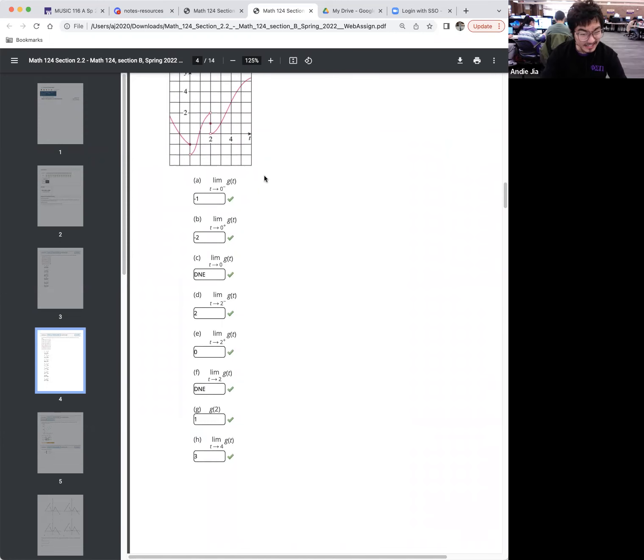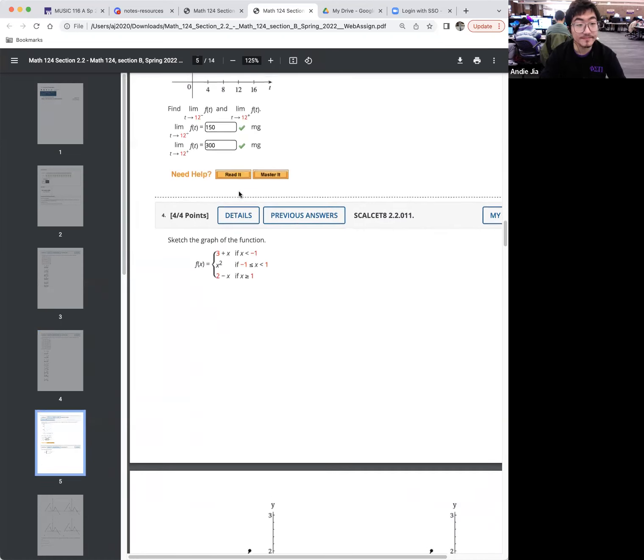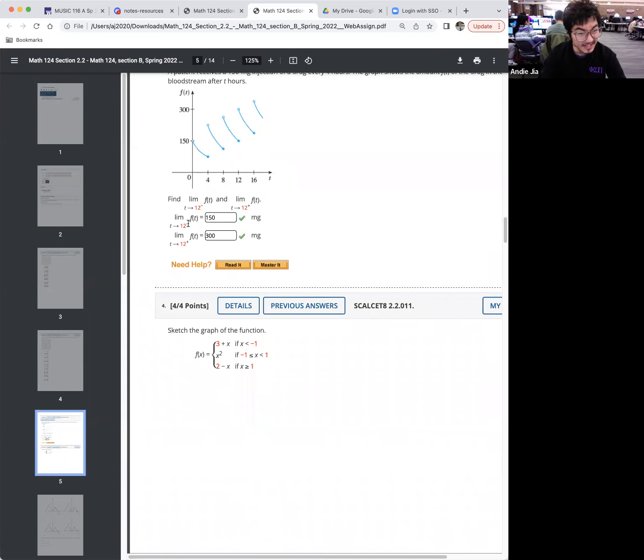Same for the second one. Actually, the function at x equals 2 is defined, but at x equals 2 the limit still does not exist. Same for x equals 0, where the left side limit is not equal to the right side limit. It's the same thing. Pay attention to the right and the left side limits.